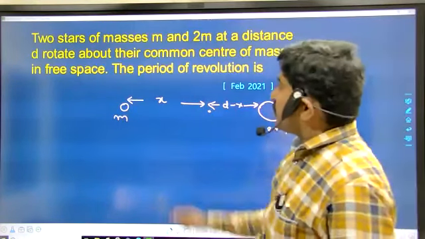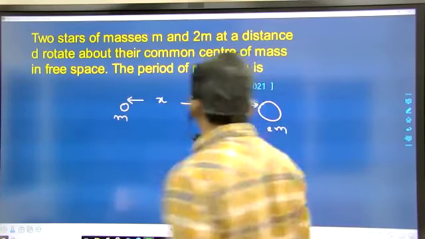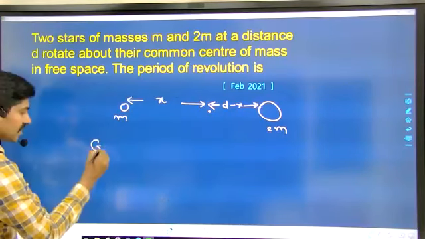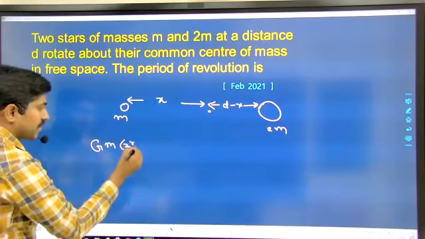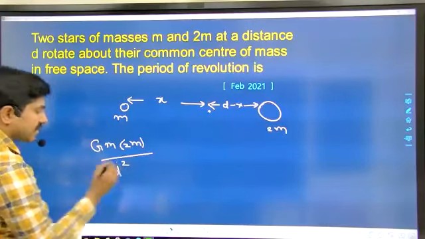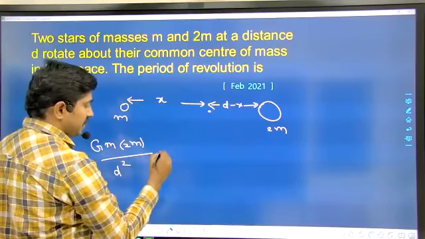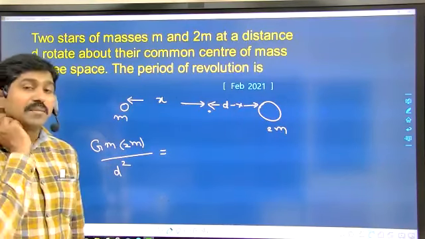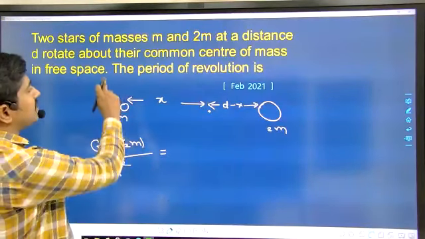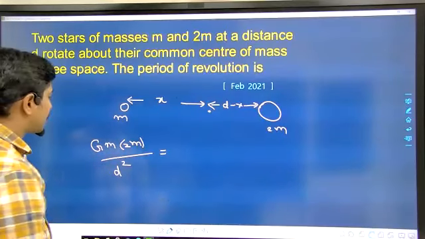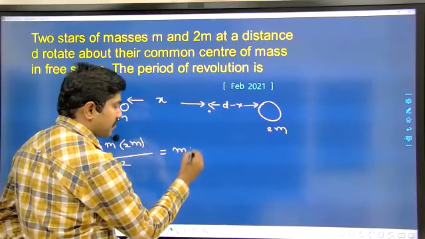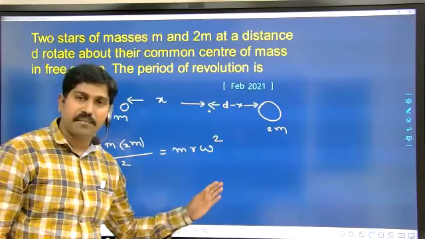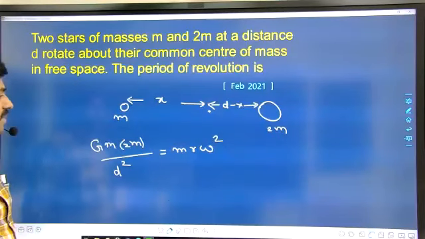What is the cause for rotational motion here? The cause for rotational motion is only the gravitational force. What is the gravitational force between these two? Of course, G into m into 2m by d square. This is the gravitational force between them, and it is equal to the centripetal force, mv square by r. But here they are asking us to calculate the period of revolution, so I write the centripetal force as m r omega square, where omega is nothing but 2 pi by time period. Based on that, I can calculate the time period here.